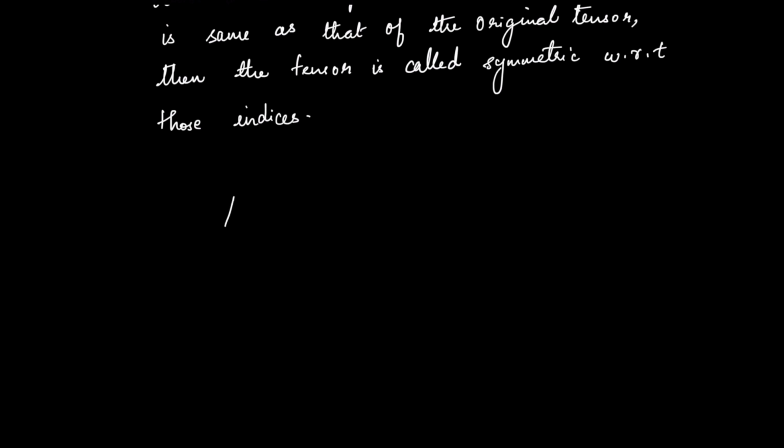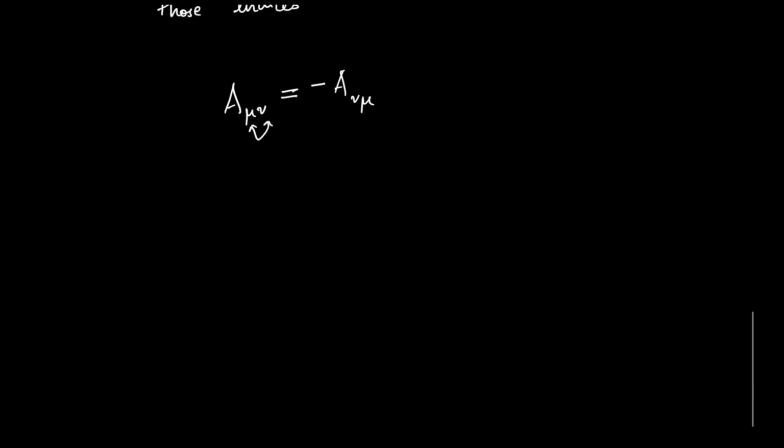That is, suppose if I have A mu nu, okay, then if I interchange mu and nu, I will get A nu mu. But if this is equal to the negative of the other, then this tensor is called skew symmetric or antisymmetric with respect to these two indices. Okay.